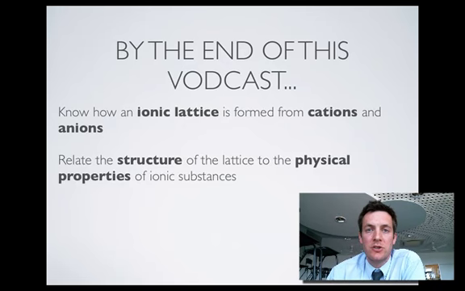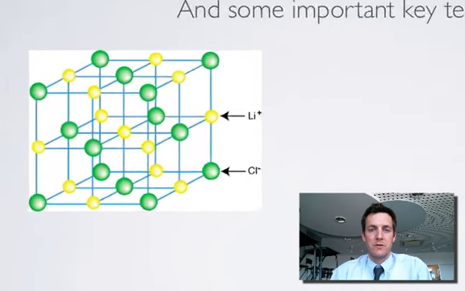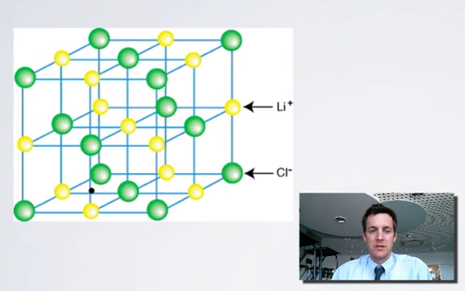and how they're arranged in an ionic lattice, and you'll also be able to relate the structure of this lattice to the physical properties of ionic substances. And we'll start off by looking at the structure. It's drawn in lots of different ways, but the idea is the same. Here's a lattice of a lithium chloride crystal shown.